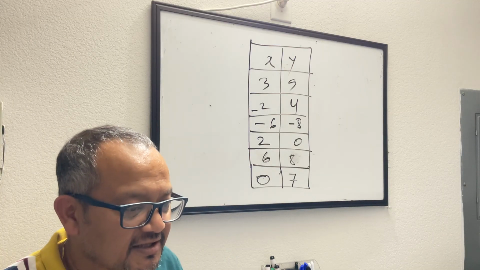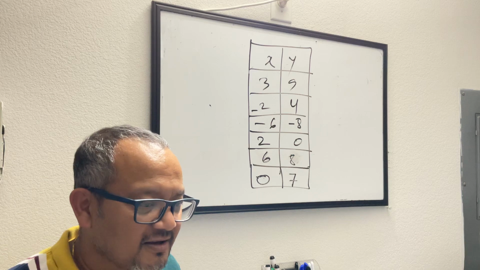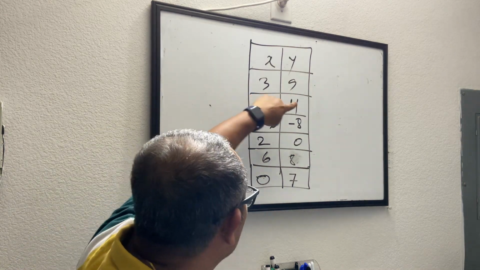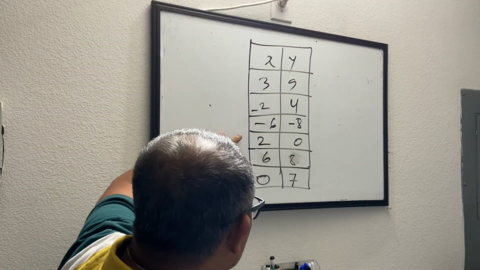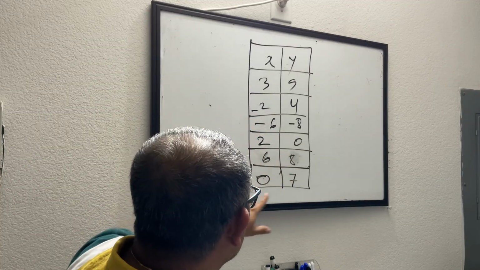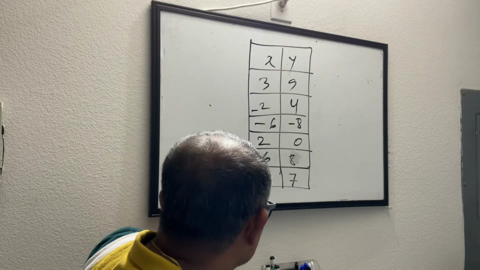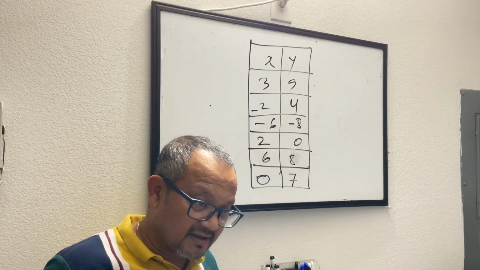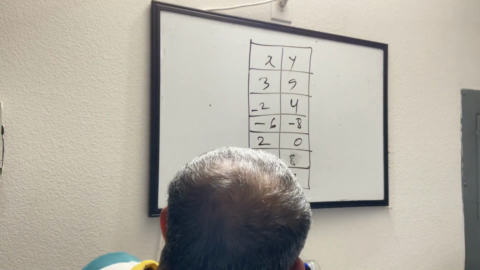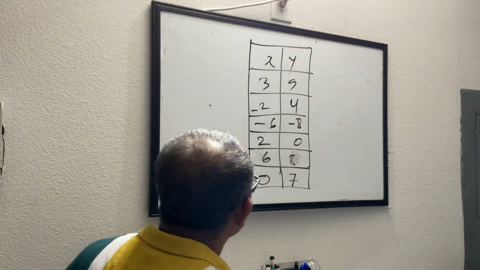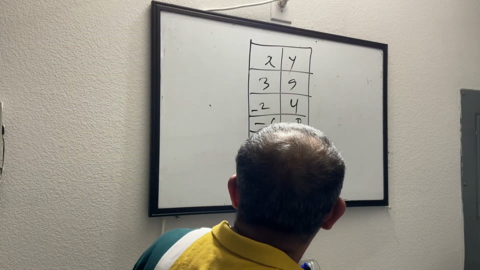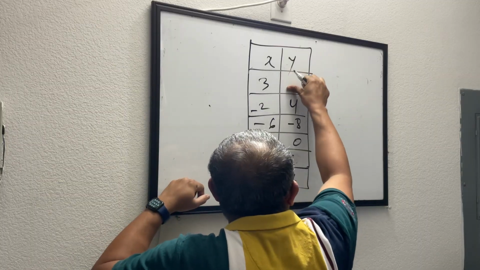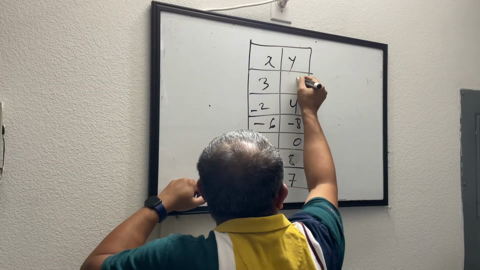Yes, Dikshita. What is the first one? Is it 8 or 5? 3 and 9, minus 2 and 4, minus 6 and minus 8, 2 and 0, 6 and 8, 0 and 7. Yes. So the first y value is 8. The first y value is 9. My writing is as great as my drawing skills.